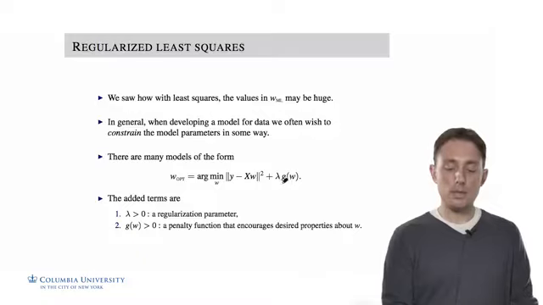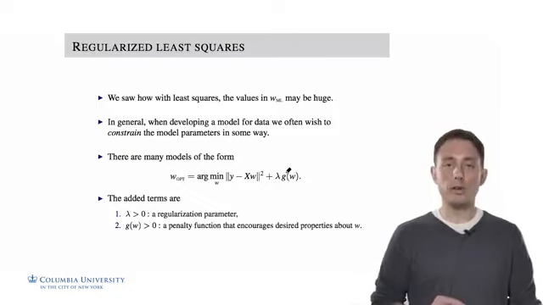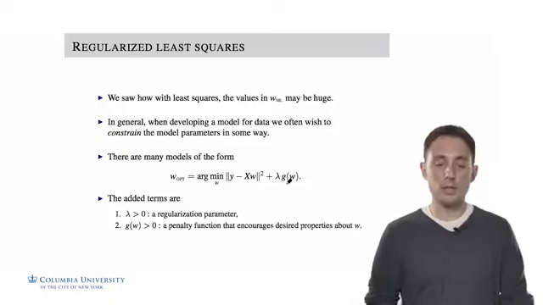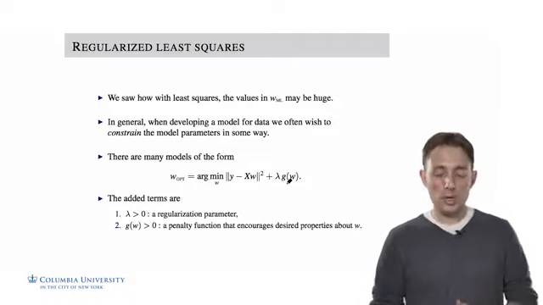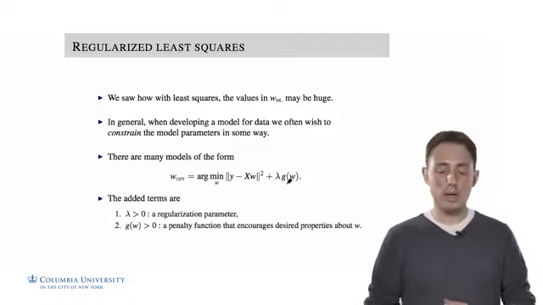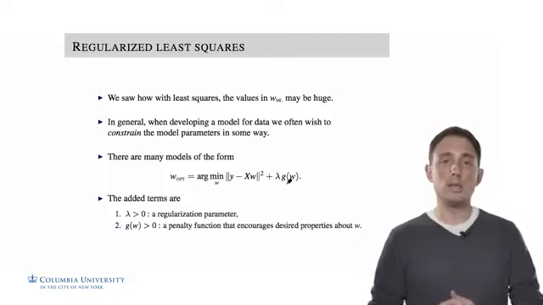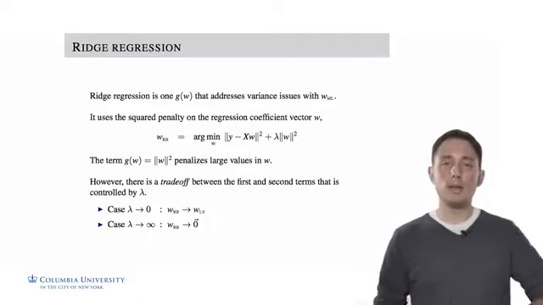plus some penalty term, which is equal to lambda, a non-negative regularization parameter that we would have to set somehow, times some function of our model parameters W. This is also a positive function that penalizes values of the vector W in some way in order to encourage properties of W that we might want in advance. So let's be more specific.